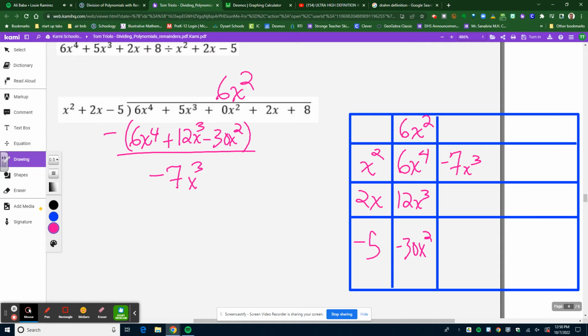Okay, so now 6x squared did the multiplication. 0 minus a negative 30 is plus 30x squared. And since my divisor has 1, 2, 3 terms, how many terms do I have to have in my dividend to do my next step? So I need to bring down just the 2x.